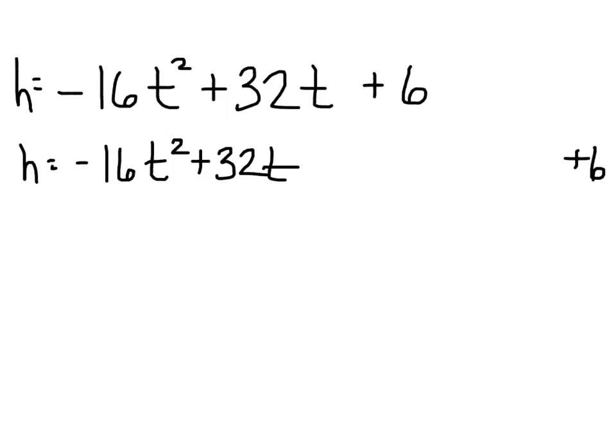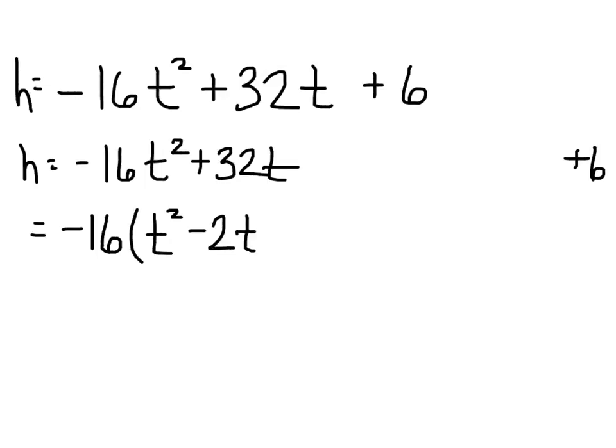I've got negative 16t squared plus 32t. I don't want it to be a negative 16 in the A slot. The A slot has to be a 1. So what number can I take out of negative 16 and 32? 16. I can take out a negative 16. That gives me t squared minus 2t.